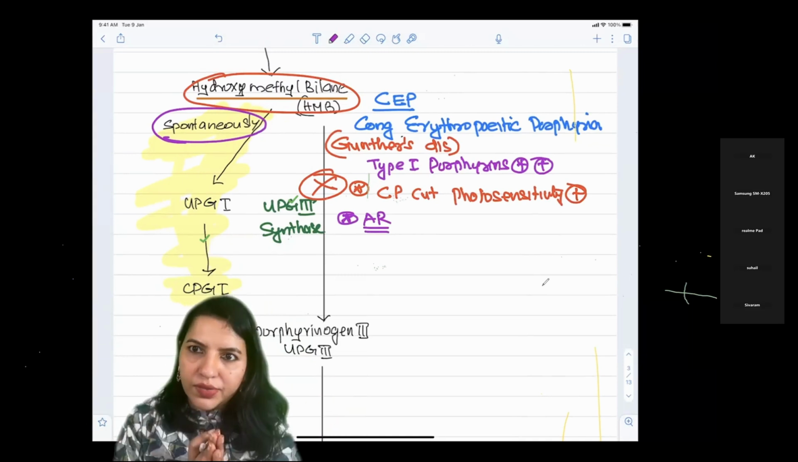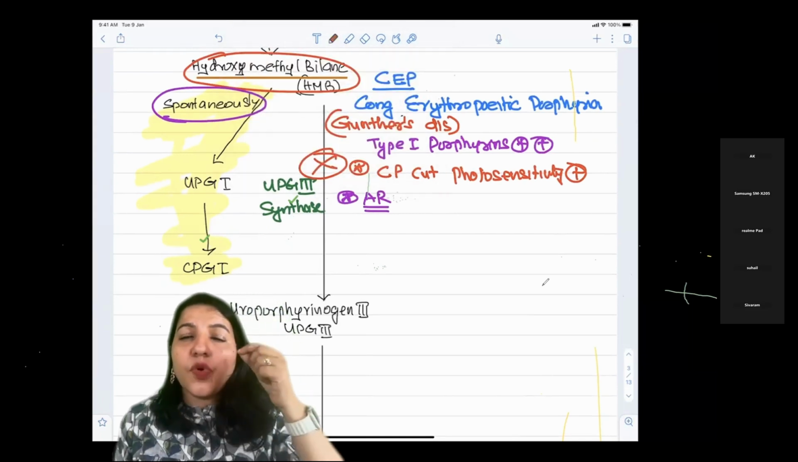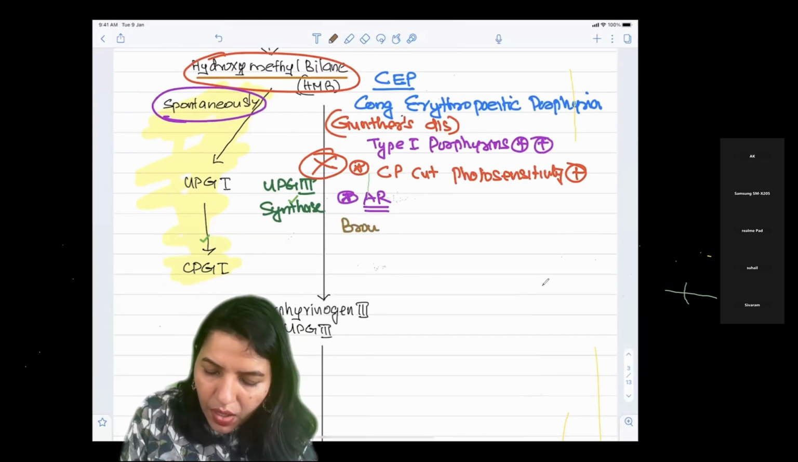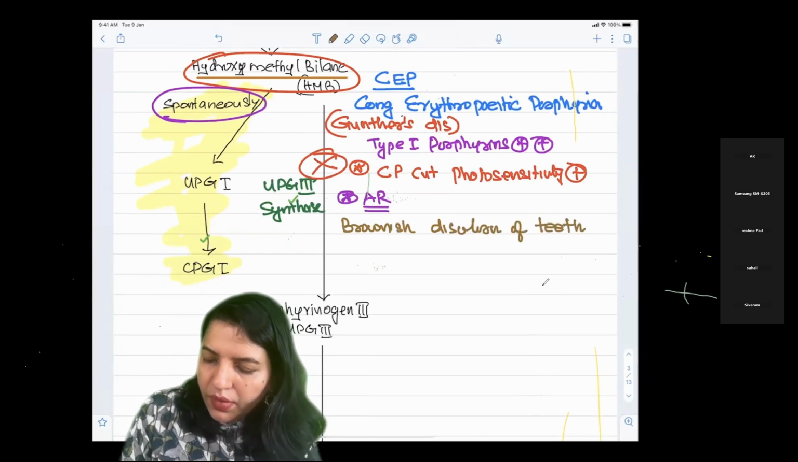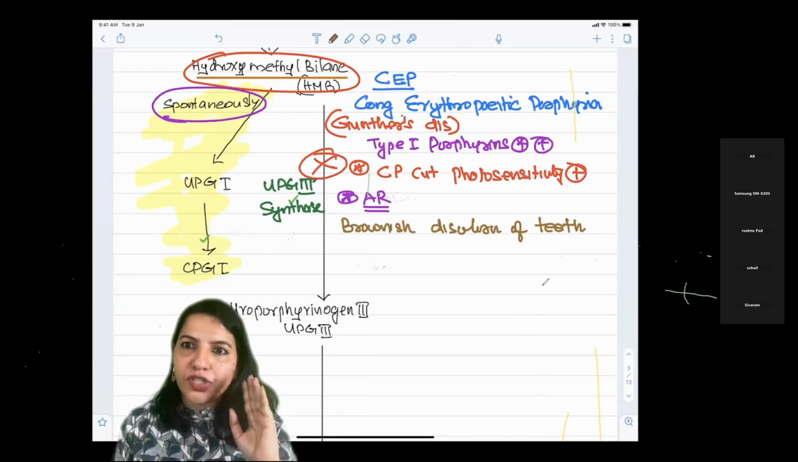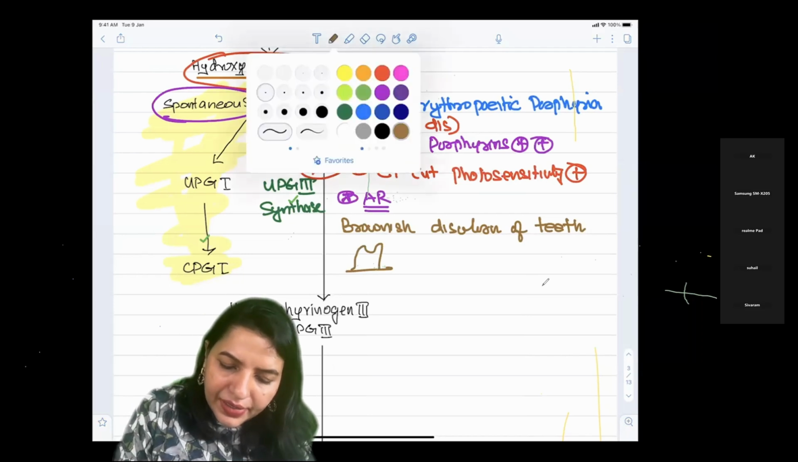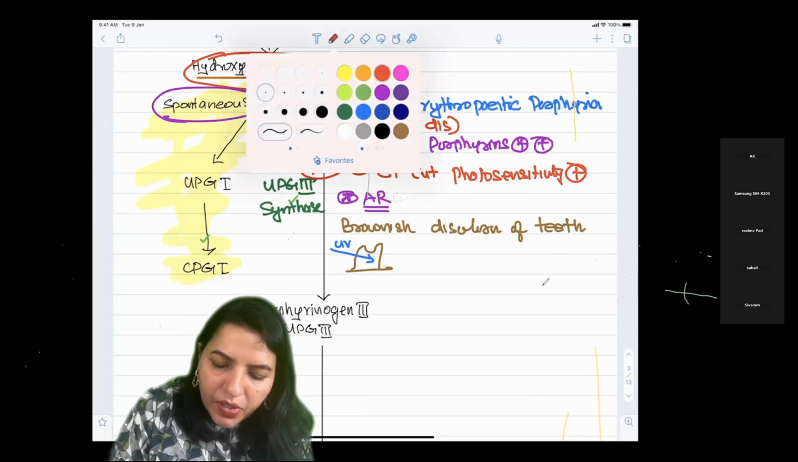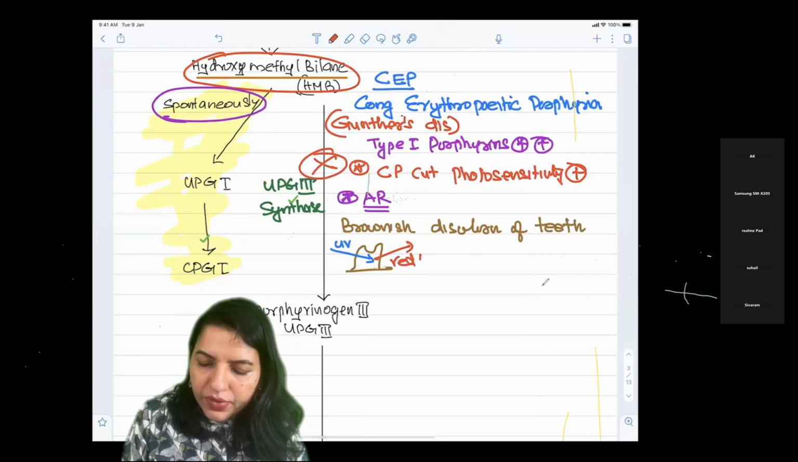Okay, this is autosomal recessive, and these patients usually present with these porphyrins accumulating in the teeth. So they present with brownish discoloration of teeth, and the teeth have one more peculiarity: when you illuminate the teeth with UV light, what will come out? Red light. Red fluorescence will come out.